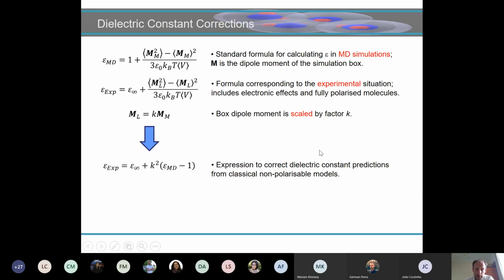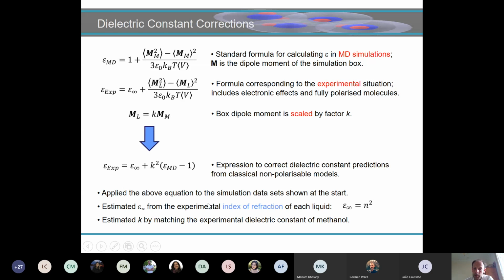How do we do this in practice? Epsilon infinity is an experimentally measured property, so we can just grab the refractive indexes of all the fluids we're working with, square them, and we get epsilon infinity. We estimated K. K is a lot more tricky. We estimated this by just fitting the dielectric constant of one molecule, methanol, deriving the K value, and then extrapolating the same K to all the different molecules and all the different liquids we're looking at.